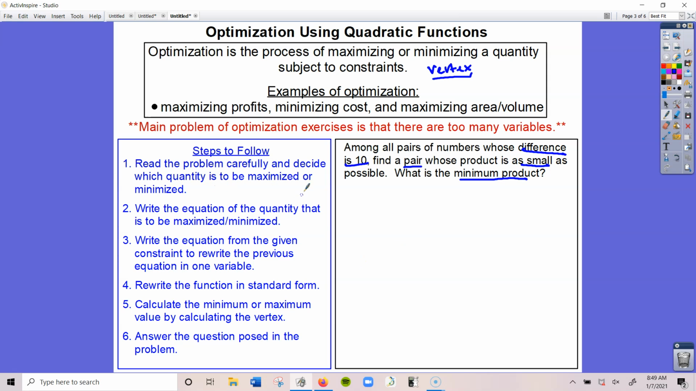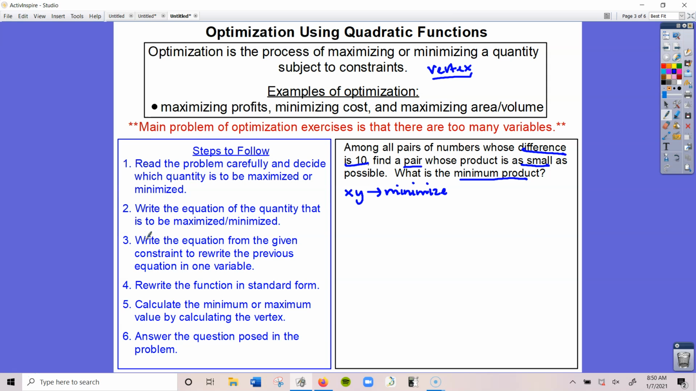So the first step is to read the problem carefully and decide which quantity is to be maximized or minimized. Here we are minimizing a product, and it's of two numbers. A product is the answer you get once you multiply two numbers. Now we don't know what those two numbers are, so we're just going to say x, y. I'm going to multiply two numbers together, and what I'm trying to do is minimize. Then we write the equation of the quantity that is to be maximized or minimized, which is what we just did.